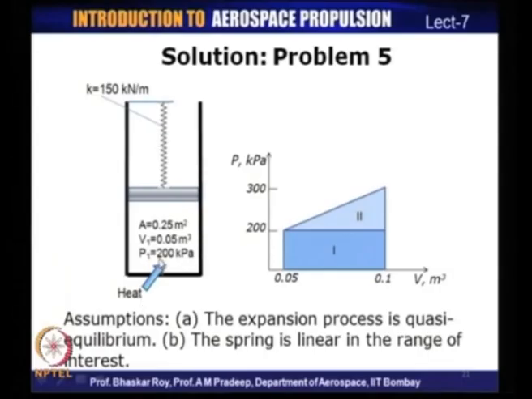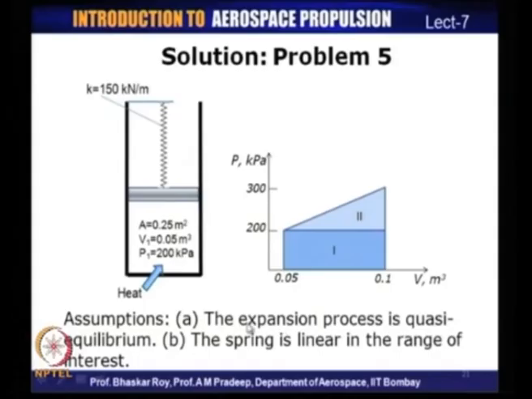Now, as you start transferring heat to the system, the piston moves up, and it moves until the volume inside the cylinder doubles. That is, the final volume would be equal to 2 into 0.05, that is 0.1 meter cube. Which means that the piston does work against the spring, as well as work done during the expansion process.